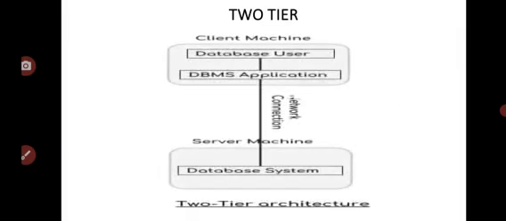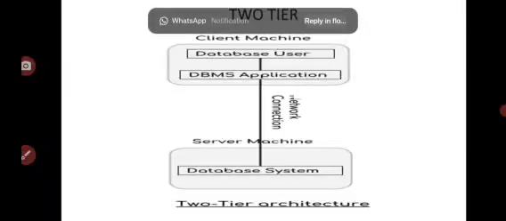Then moving on to the two-tier architecture. In the two-tier architecture, there are two components. One is the client machine, another one is the server machine. The client machine will contain the database user and the database application, whereas the server machine will contain the database system.